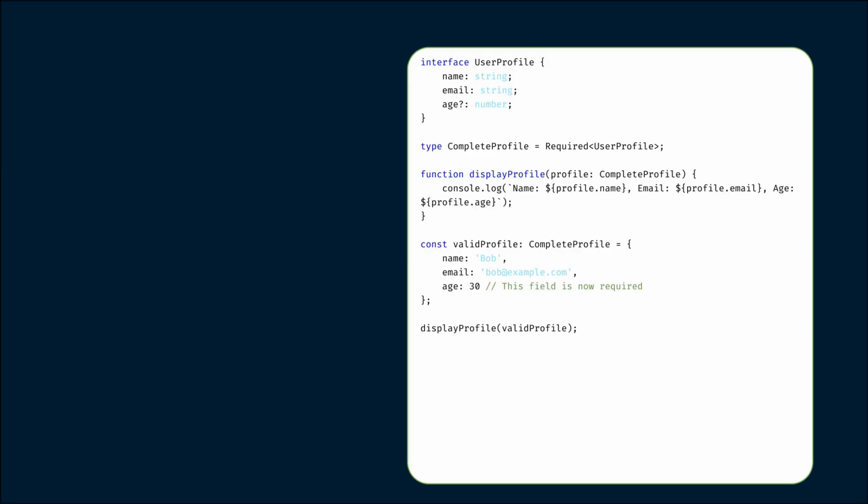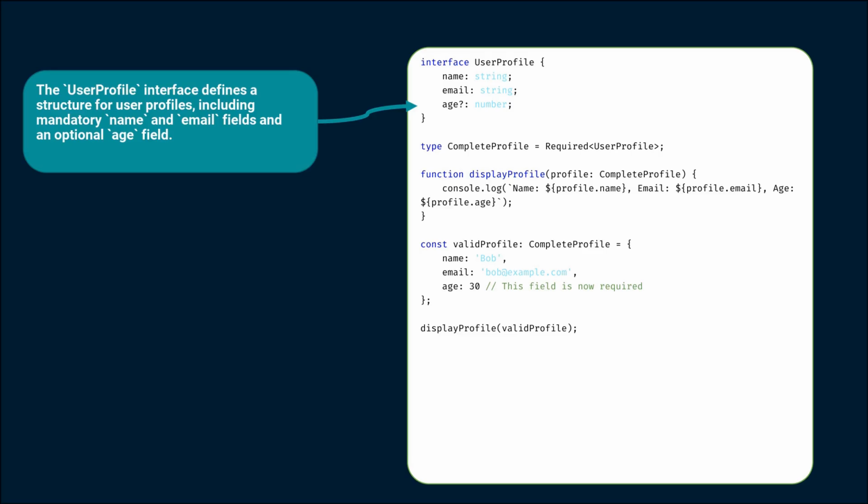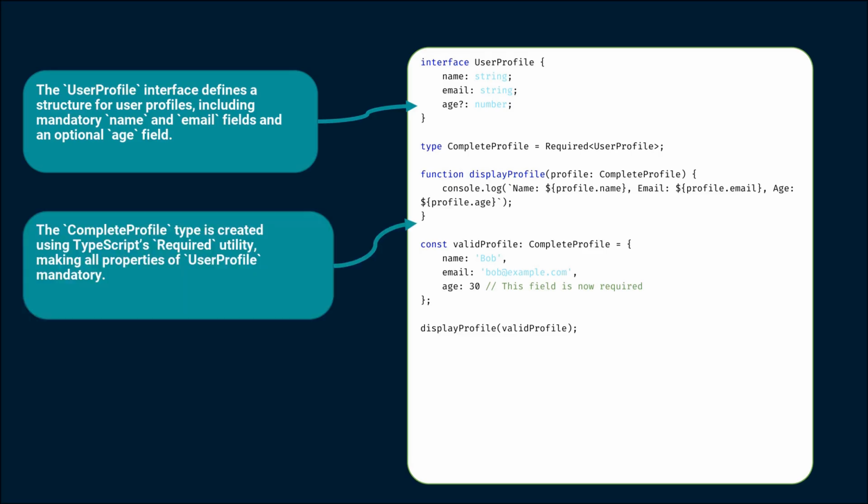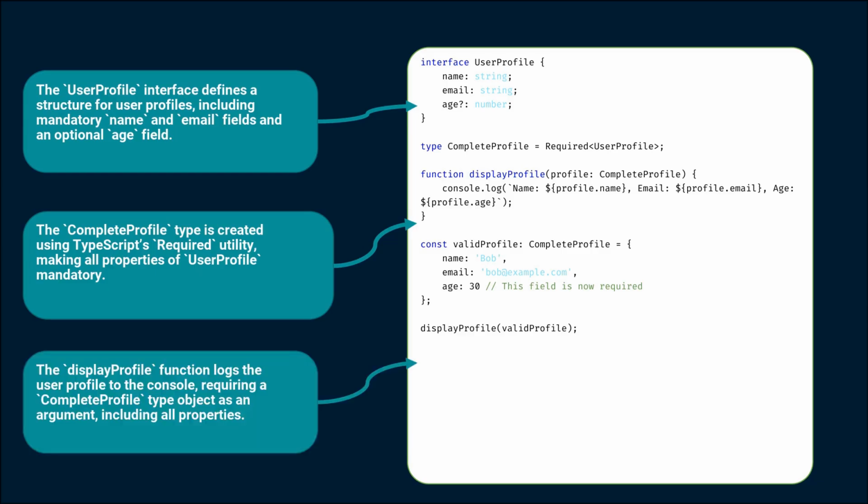Now let's explore how to create a comprehensive user profile using TypeScript's Required<T> utility type. This utility constructs a new type, complete profile, that enforces all properties of the user profile interface to be required. Even previously optional properties, like age, must now be included whenever a complete profile object is created.